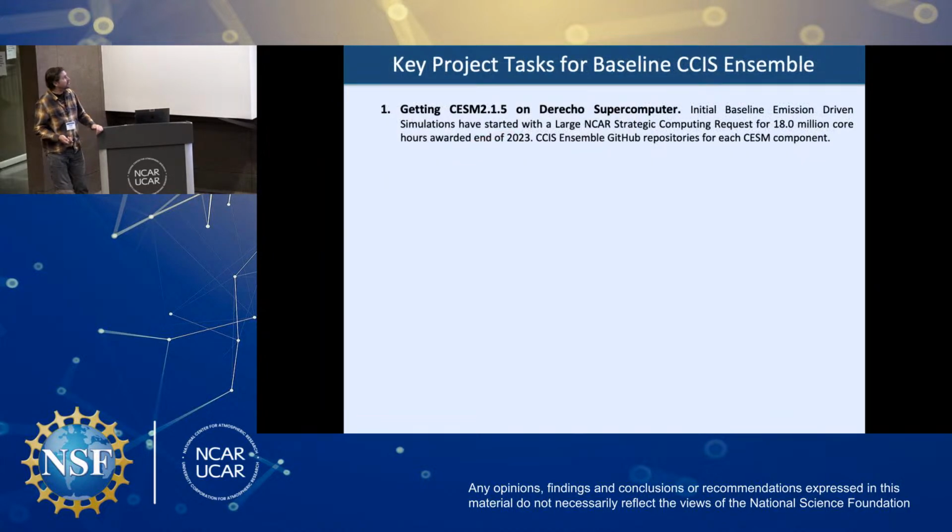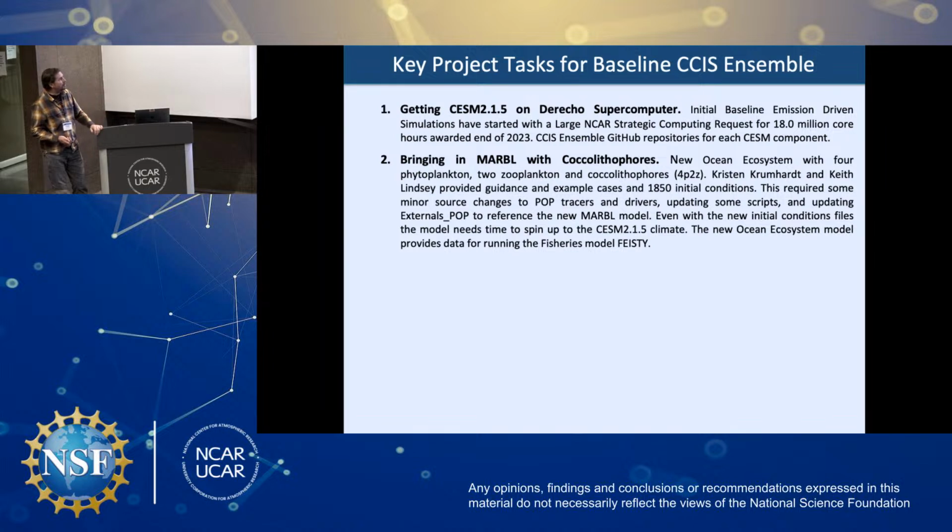Okay, so basically the task to get these baselines working, and this is what we've done so far, is we've got ourselves a large computing allocation, and we've built up the CCIS ensemble GitHub repositories for each CSM component. We're keeping track of that, and we're developing the model of CSM 2.1.5, which is the CSM 2.1 model that runs on Derecho.